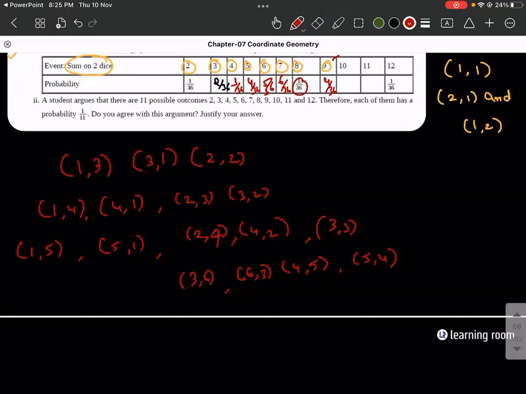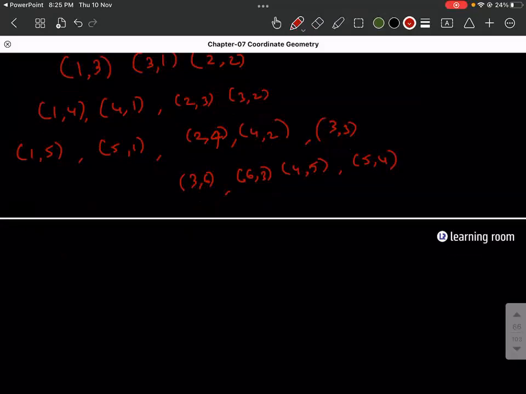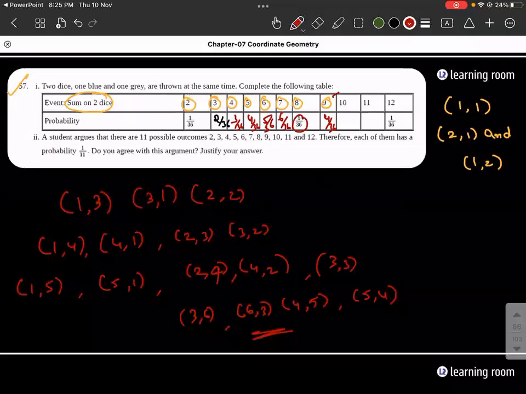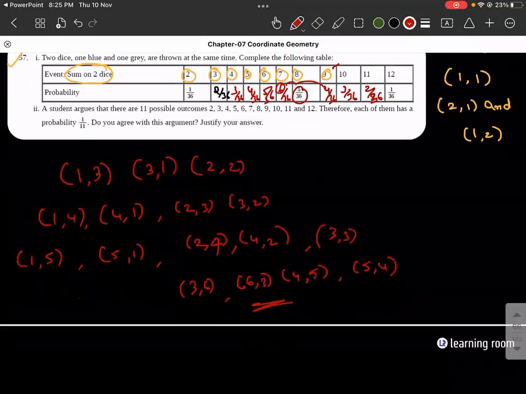(1, 7), (7, 1): no, 7 will not come on a die. Oh yes, sorry. So actually what will happen is that the maximum is at 6, and after that it again starts decreasing: 6, 5, 4. Here it will be 3 by 36, then 2 by 36. Like this it keeps on going. Got it?